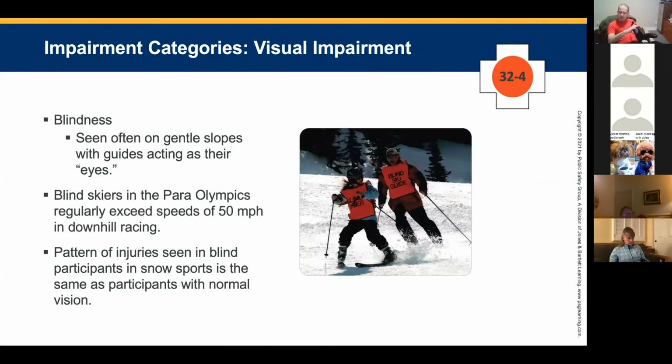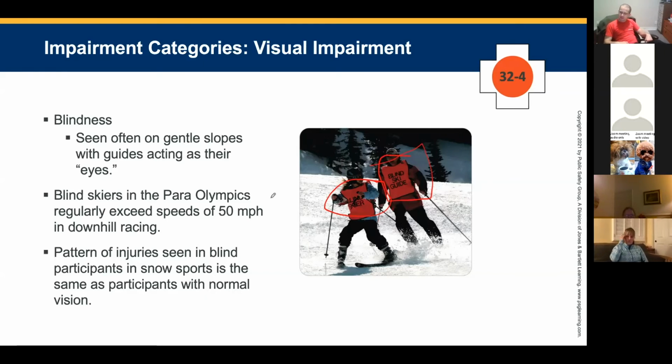So talking about visual impairment, so blindness. These are often seen on gentle slopes with guides acting as their eyes. So typically you won't see blind skiers on some of our crazier runs. They're usually on our more mellow runs, and there's usually a guide with them, as you see in the photo, where they're easily identifiable. We see that the skier themselves is wearing an orange vest, and the guide is right behind them with a vest on as well.